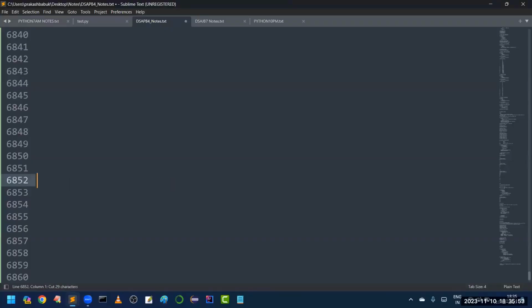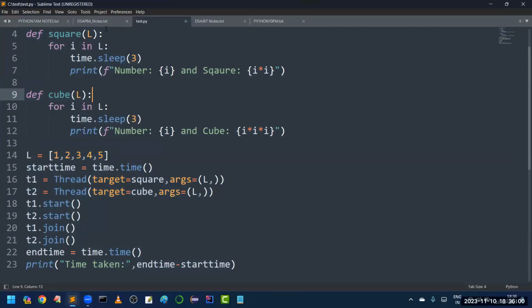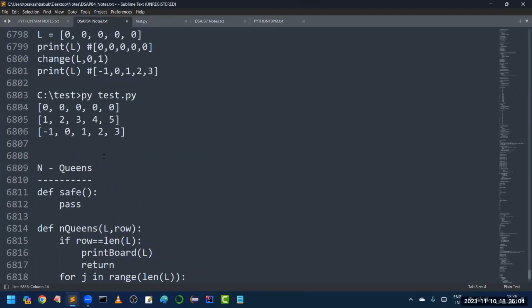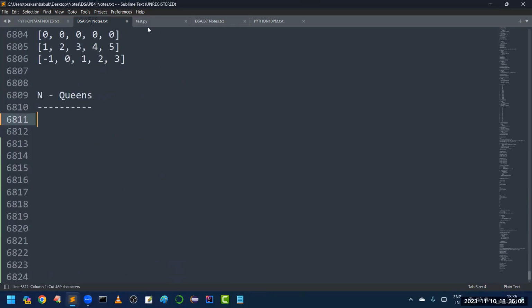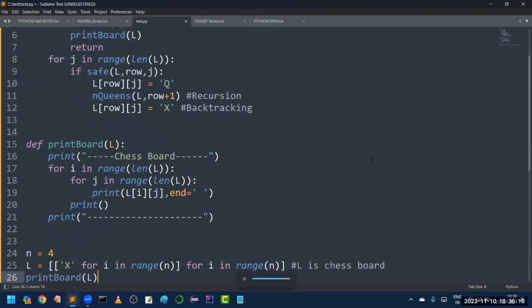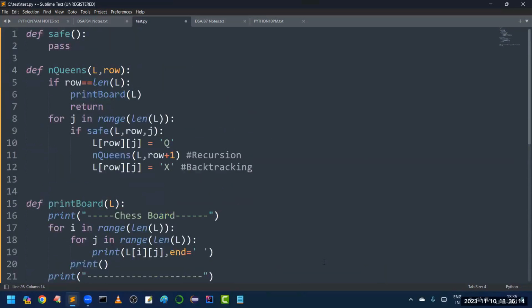So in the last videos, we were discussing the N Queens problem. In this N Queens problem, we defined three functions in total to solve this problem. What is the first one here?